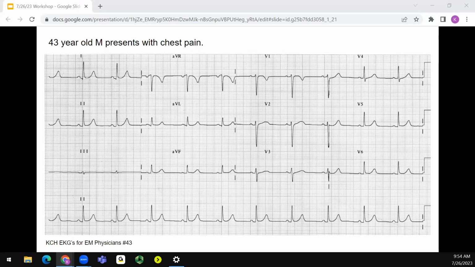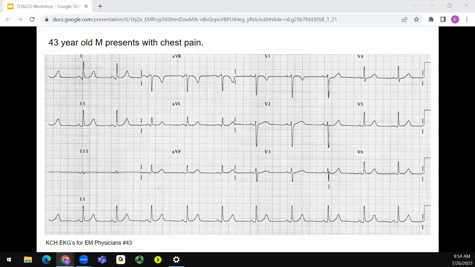Sinus rhythm. What makes you say sinus rhythm? There's a P before every QRS. What else? It's regular. The rhythm's regular. Okay. What's the rate? Less than 100, greater than 60?